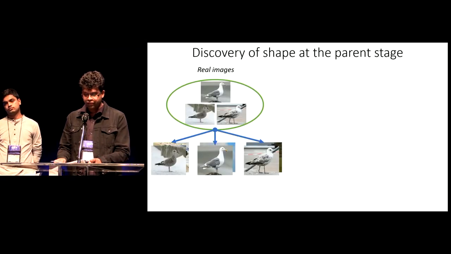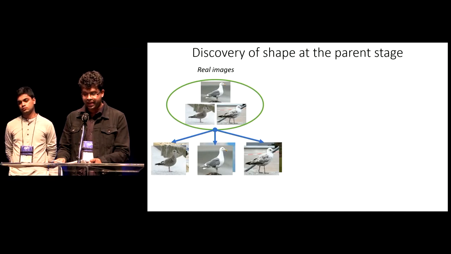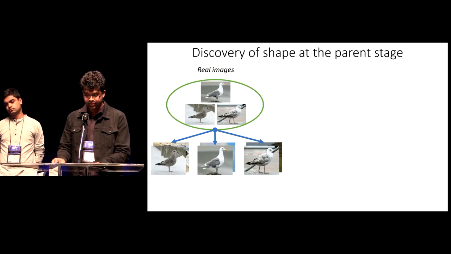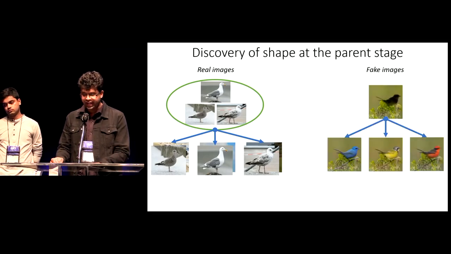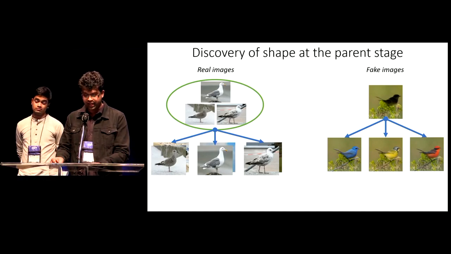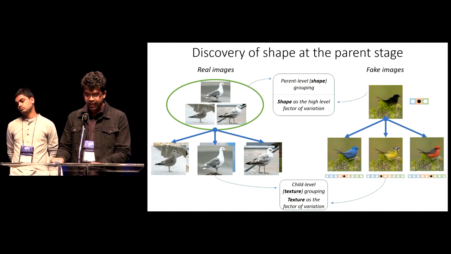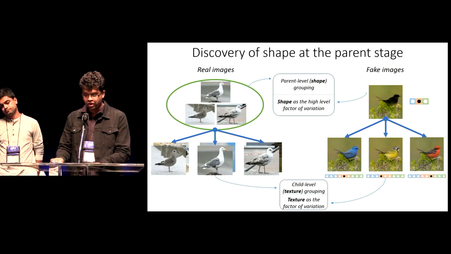We now explain why shape could emerge as a factor of variation at the parent stage. On the left, we see an implicit hierarchy in these real images where the birds have a common shape but differ in texture. On the right, we see how FineGAN can generate images hierarchically, where multiple children having different textures can originate from the same parent image describing their common shape. To facilitate this, we make certain design choices. A group of child codes share a parent code because different categories having different textures can have similar shape. This also means that the dimensionality of the parent code is less than that of the child code.